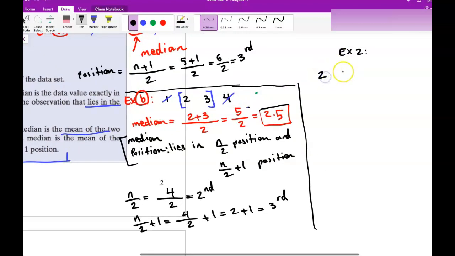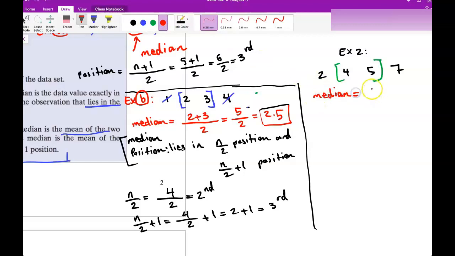For example, 2, 4, 5, 7. The median is 4 plus 5 divided by 2. That's 4.5. And the position is between second and third place.